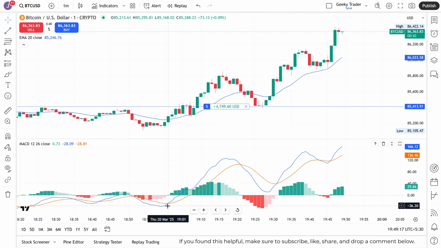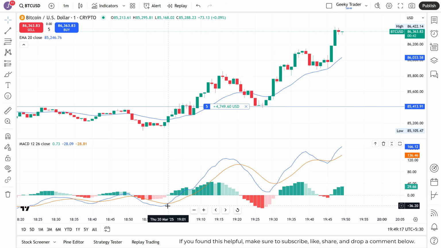The first key signal we are looking for is when the MACD line, blue, crosses above the signal line, orange. This crossover is an early indication that bullish momentum is starting to build up in the market. But we don't stop there. We need additional confirmations to ensure we're making a high probability trade.